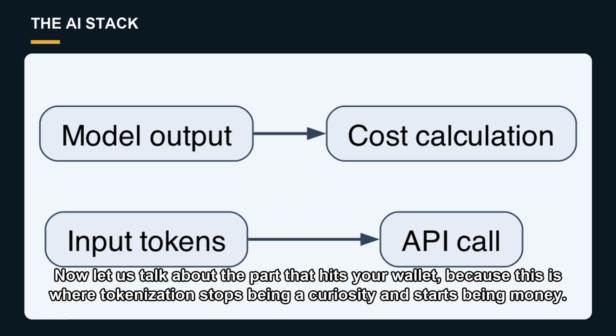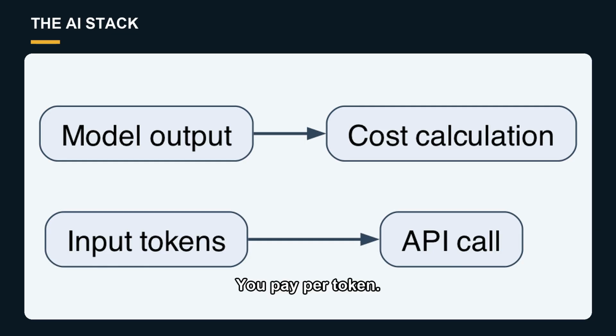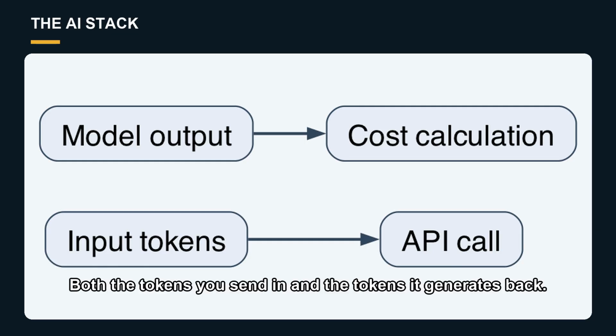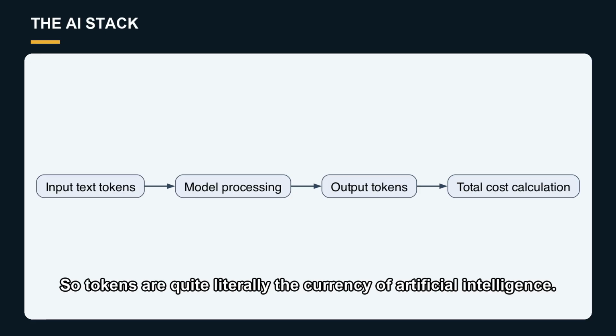Now let us talk about the part that hits your wallet, because this is where tokenization stops being a curiosity and starts being money. When you use a model through its programming interface, you do not pay per question. You pay per token. Both the tokens you send in and the tokens it generates back. Prices are quoted as some number of dollars per million tokens. So tokens are quite literally the currency of artificial intelligence.